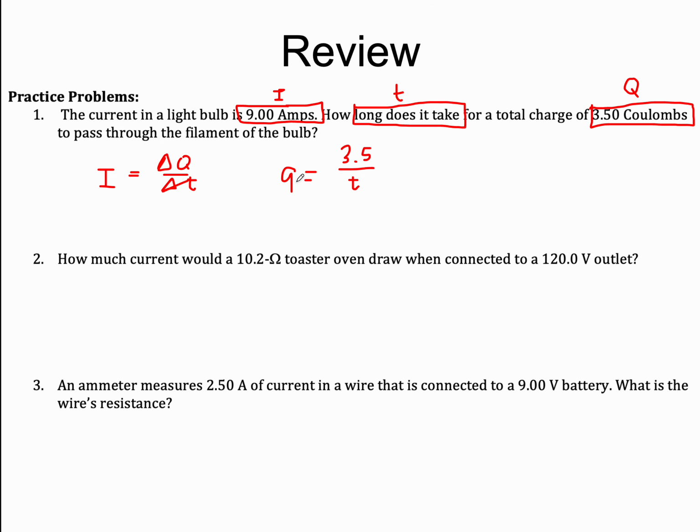Mathematically, how do you solve this one? I need to take 3.5 divided by 9. Sorry, let me get my calculator out. Multiply both sides by t, then divide both sides by 9. The time I get, and could somebody double check my math, as I'm trying to do this quickly while drawing at the same time, is about 0.39 seconds. That is how you would solve that.